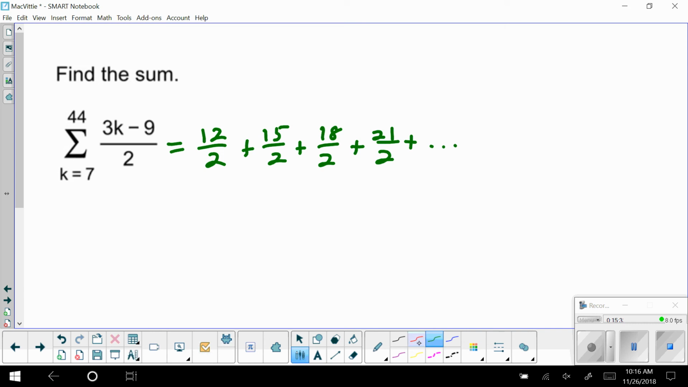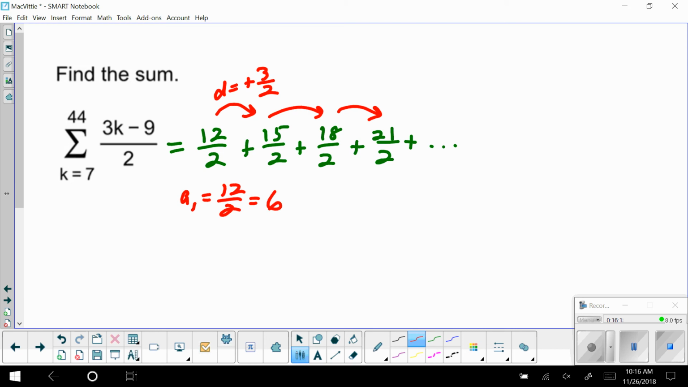Well, what I can see here is that I have a common difference. I'm adding 3 halves each time. Now, if you notice, I really didn't simplify things here because it's actually easier to see a pattern if I do not simplify. So that's what would be my recommendation: when you're writing this out, don't do a lot of simplifying. Just do a little bit to make it easier to look at, but it'll be easier to see a pattern without a ton of simplifying. So I know it's an arithmetic series because I have a common difference. I know my first term is 12 over 2, which is 6.